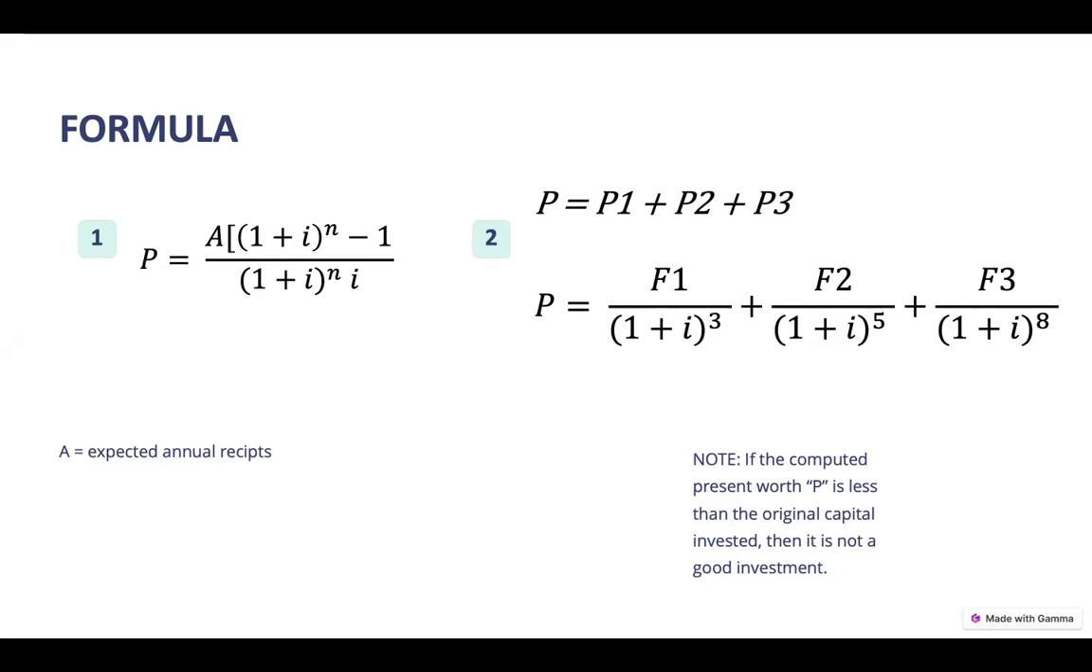The first formula is for P, which is the present worth, and A would represent the expected annual receipts or profit. So A is equal to (1 plus i) raised to n minus 1, all over (1 plus i) raised to n multiplied by i, where n represents the years and i represents the interest rate. For the present worth, you can have P equals P1 plus P2 plus P3. F represents the future and P is the present, sorry.